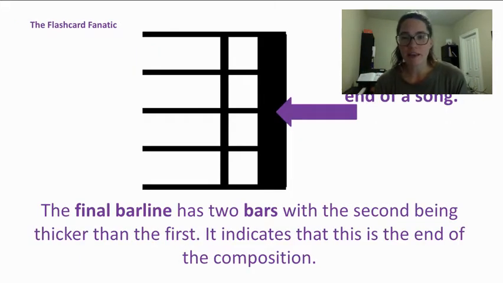A final bar line looks like this. It's got a thick end to it and an extra little guy there. And what that means is it's the end of the song, so you stop. A lot of times when you get really good at music, you're going to have multiple pages, and if there's no final bar line, you know you keep going and turning the page. This is how you know when to stop.